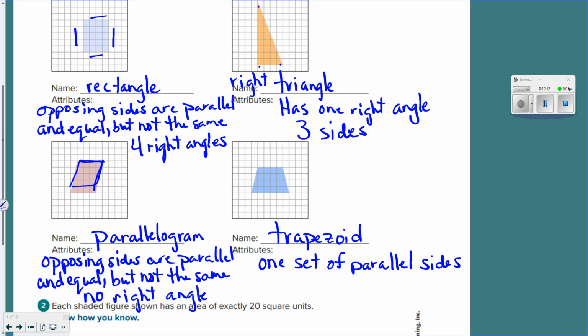Questions on how we're naming any of these? Okay, so you do need to understand your distinguishing features for each shape. What about the square? The square can't that be a rectangle type of thing? Rectangle, and that's one of the interesting things, a square is a form of rectangle, but a rectangle will never be a square. It makes sense.